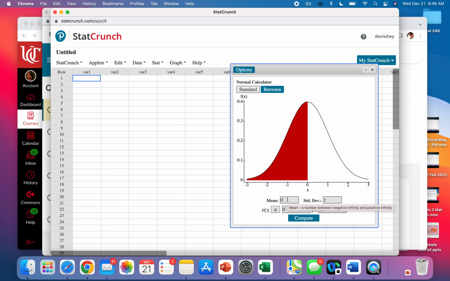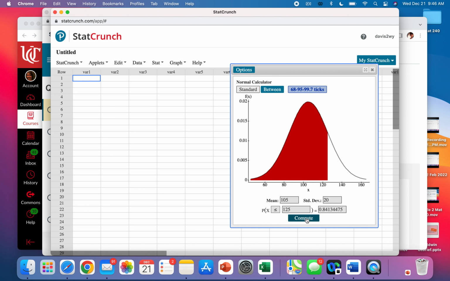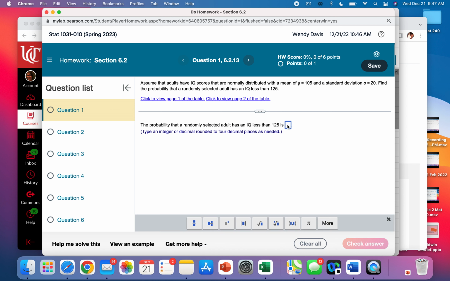We've got to change that because this time we have a mean of 105, a standard deviation of 20, and find the probability that it's less than 125. Compute. Okay, 0.8413.